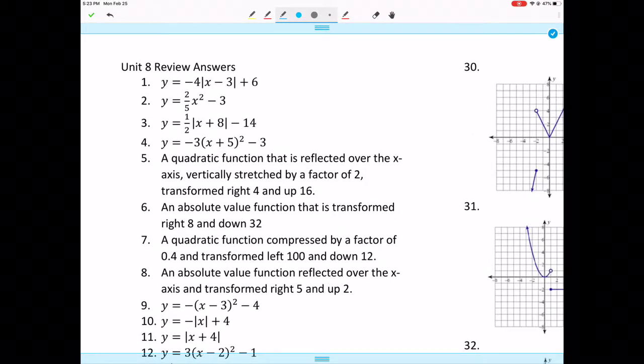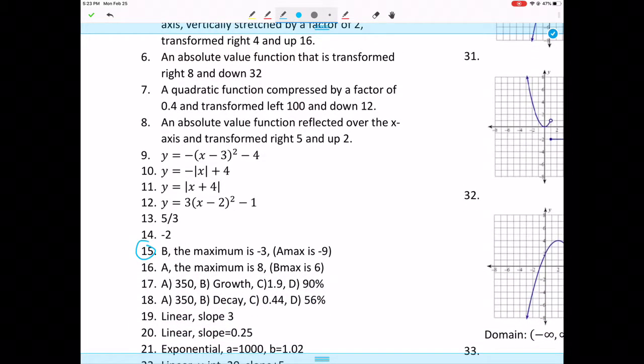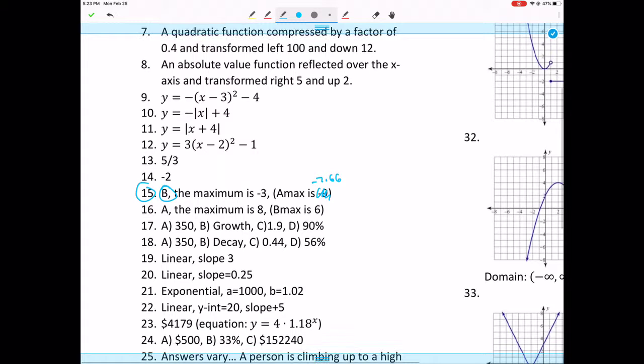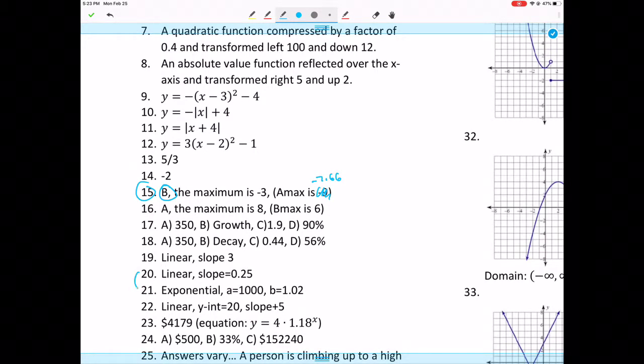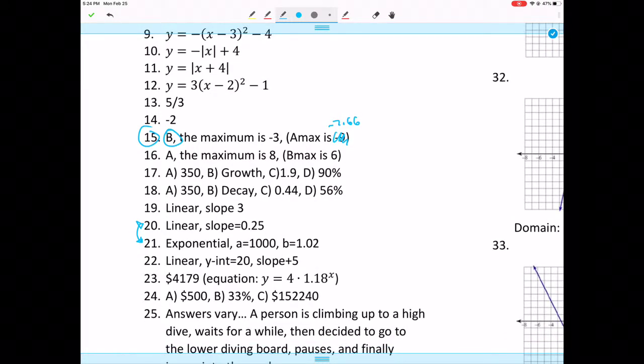Ones that need to be fixed: 15. This should be 7 or negative 7.66. All right, but this is still your answer. B would be your answer. 20 and 21, these need to be switched. 21, 20, 21. Okay, I already switched it on this one, but on the test, it needs to be switched. Okay, or not the test, your paper. This should be switched. So this is correct how it is here, but you need to fix it.